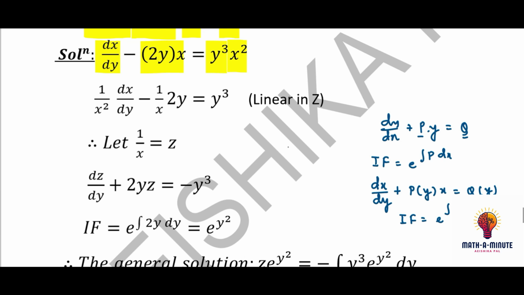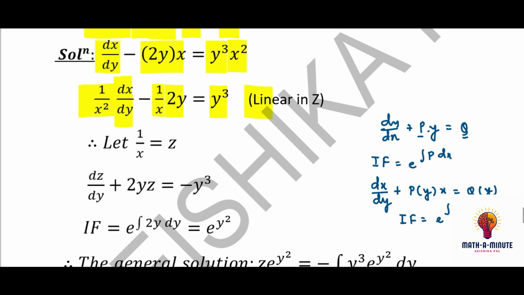Now come back to this problem. We can write this differential equation in the form of 1/x^2 dx/dy - (1/x) 2y = y^3. So this equation is definitely not linear. We have to make this a linear differential equation first.